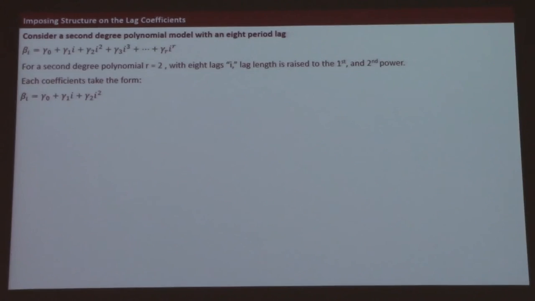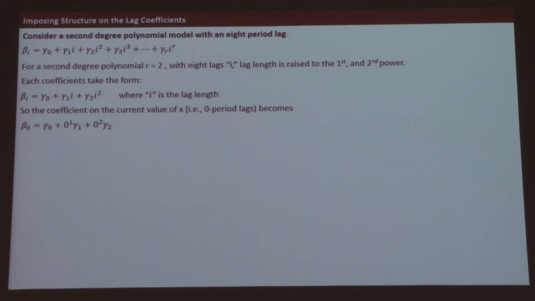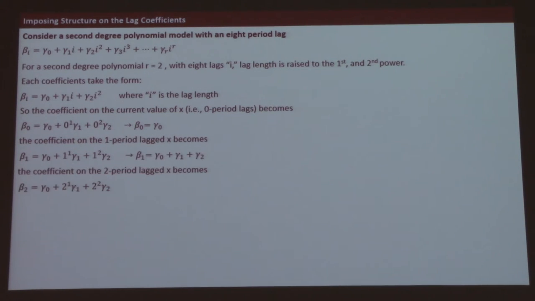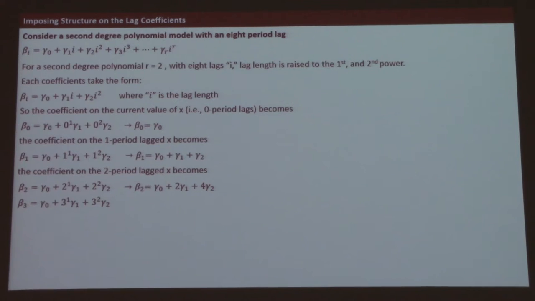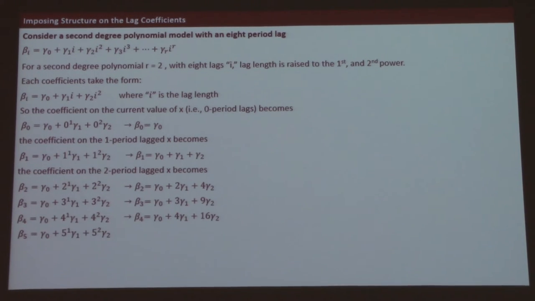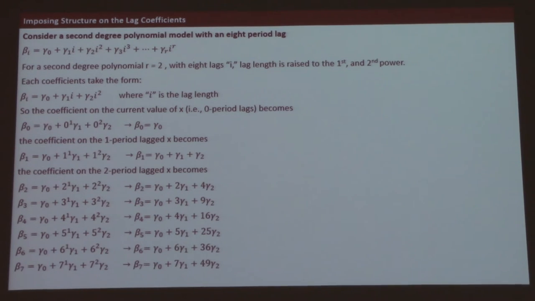So we've got 8 lags. For the 0 lag, this is just going to be gamma 0 because this is going to be 0 here and 0 there. For the 1 lag, it's going to be gamma 0 plus gamma 1 i, which is 1, the period of the lag, plus gamma 2 i, the period of the lag, squared. So that's literally what we're doing. For the 1 period lag, we have 1 to the 1, 1 to the 2. For the second period lag, again, it's the period of the lag that's being raised: 2 to the 1, 2 to the 2. And we do that for 3, 4, 5, and so on. We're going to need these.